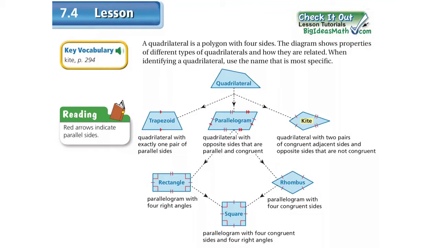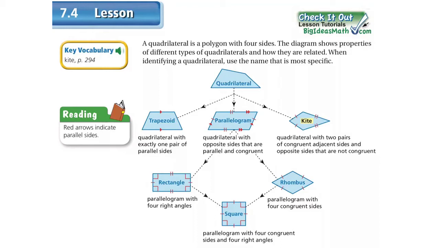And then on the other side of the diagram, a quadrilateral with two pairs of congruent adjacent sides. So the two sides next to each other are the same size, and then the other two sides that are next to each other are the same size, and opposite sides are not congruent. So that would be a kite.